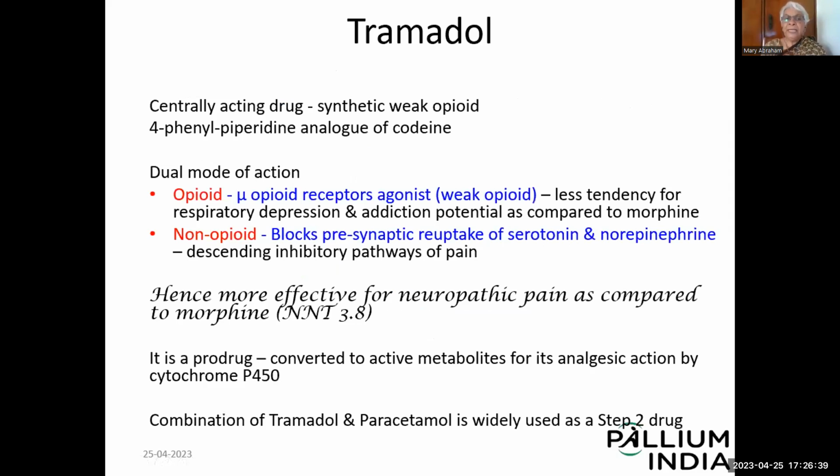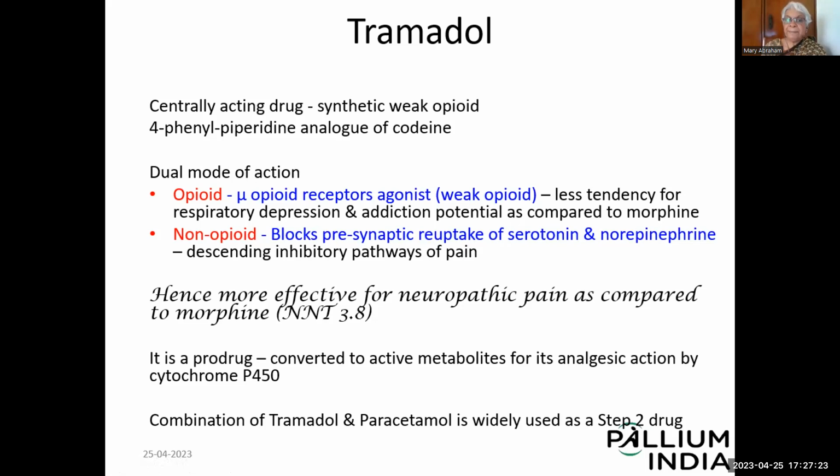Now, coming to tramadol, it is a synthetic weak opioid. Okay. And because it is a mu opioid receptor agonist, it has less tendency for respiratory depression and addiction potential as compared to morphine because it's a weak opioid. It also has another method of action, that is a non-opioid effect. It blocks the presynaptic reuptake of serotonin and norepinephrine. So it acts on the descending inhibitory pathway. So this particular advantage of tramadol, because of the second method of action, is that it can be given for neuropathy as compared to the NSAIDs.